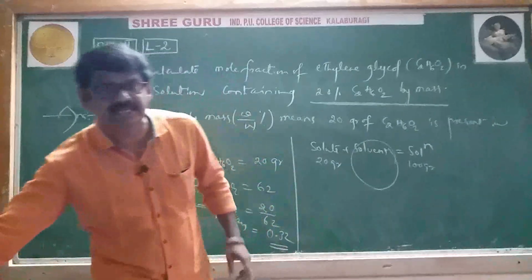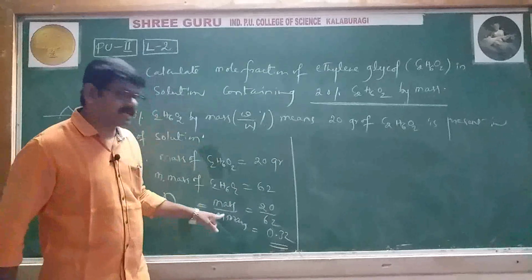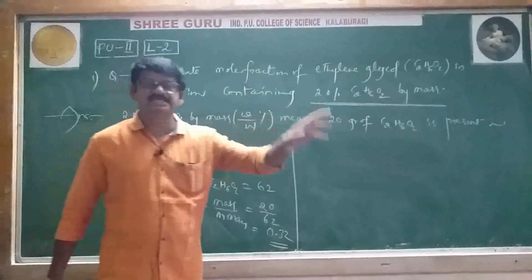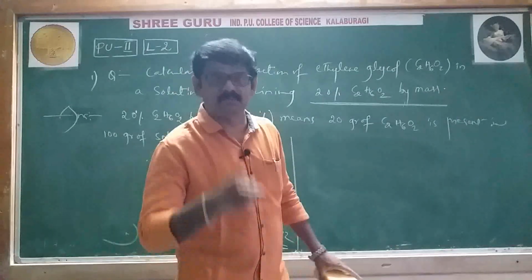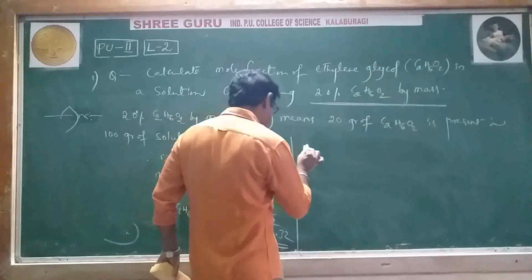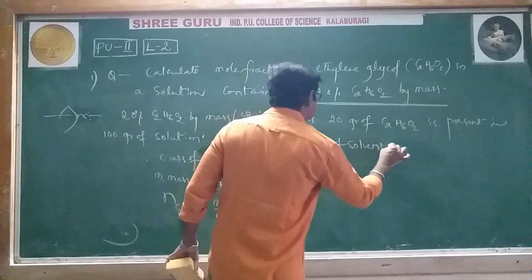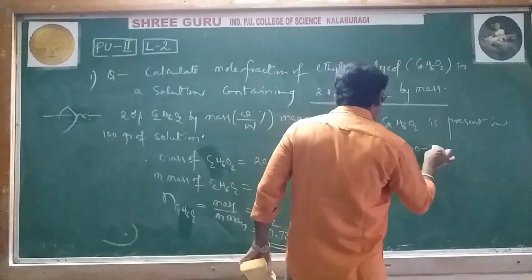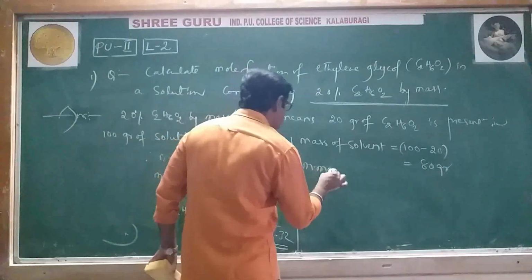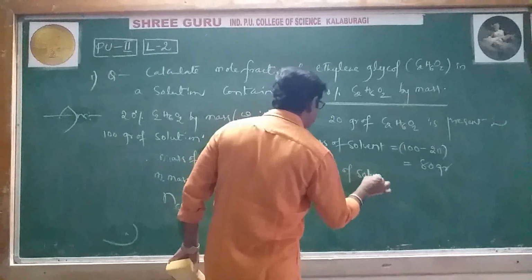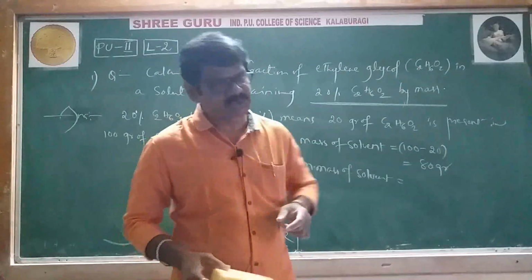100 minus 20, that is the mass of solvent, because with only one component's moles, it is not possible to calculate a mole fraction. Remember, the other component's moles are also needed. Therefore we'll write mass of solvent: 100 minus 20, that is nothing but 80 grams. Then immediately the molar mass of solvent, because for moles, along with mass, molar mass is also required.